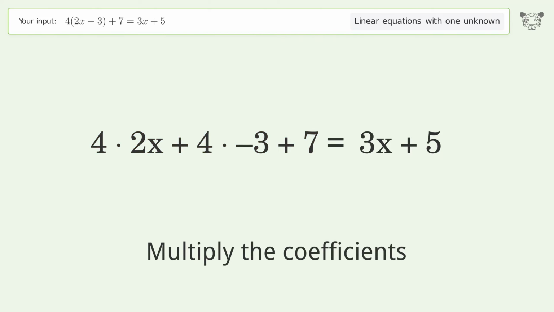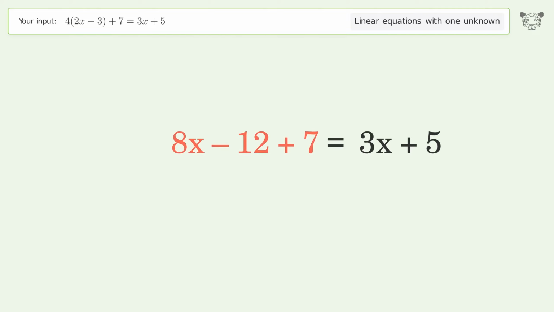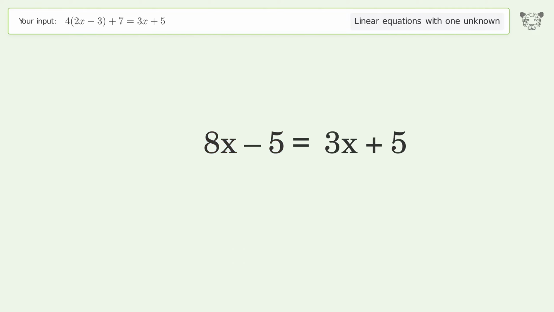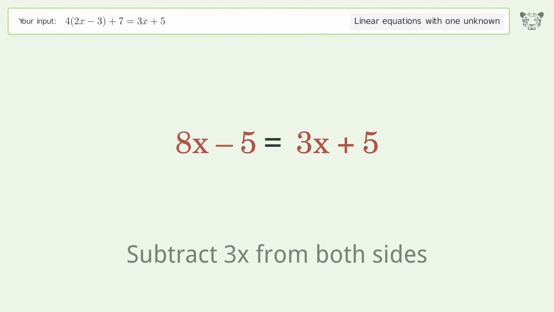Multiply the coefficients. Simplify the arithmetic. Group all x terms on the left side of the equation. Subtract 3x from both sides.